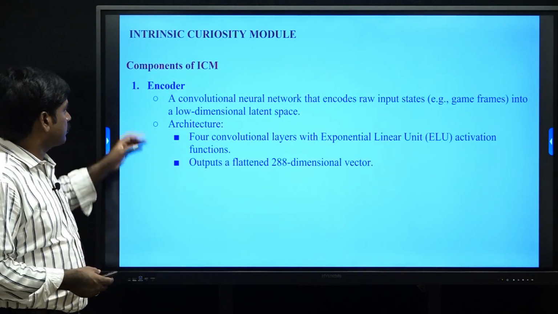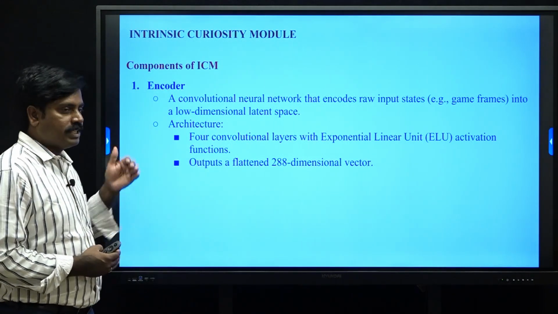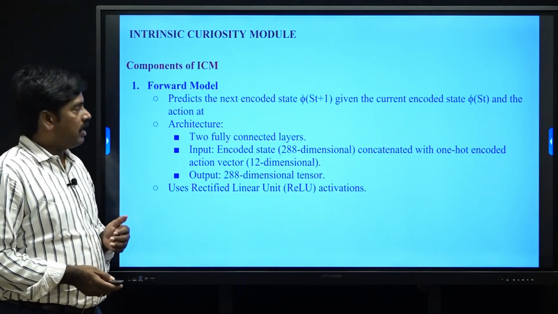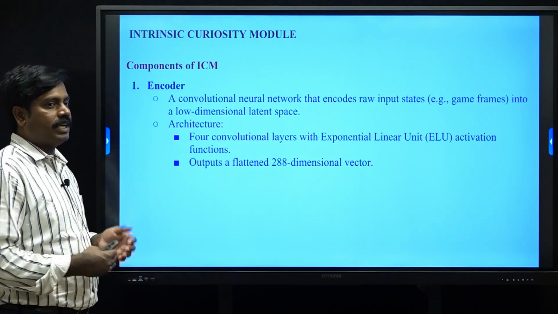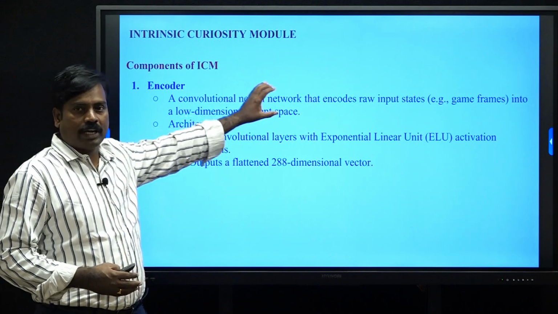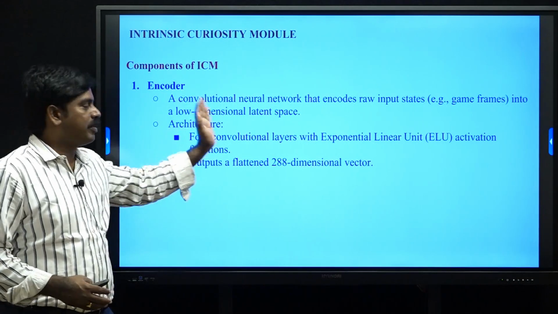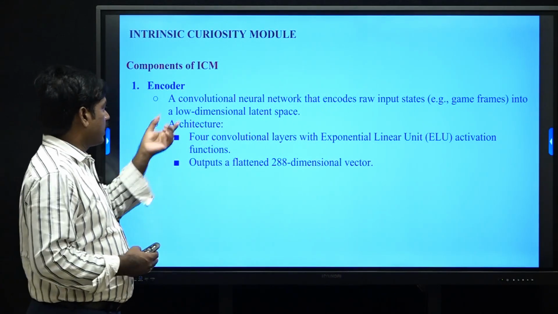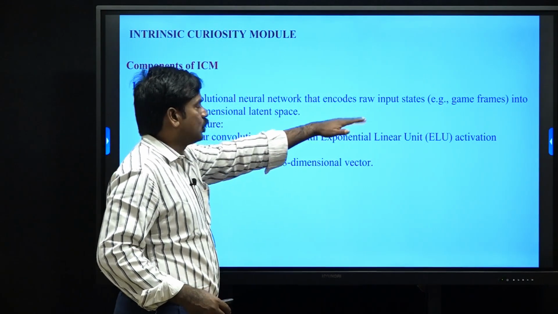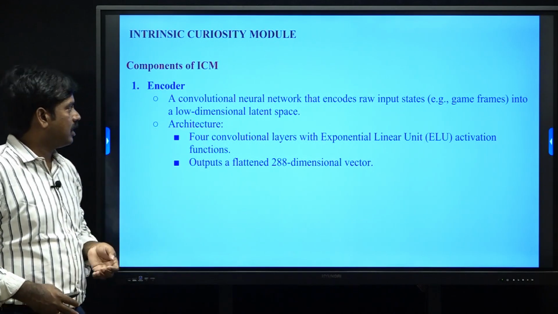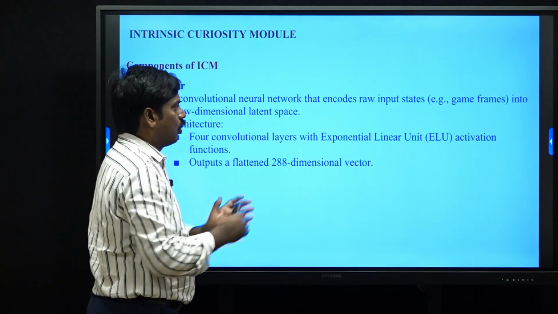The components of the intrinsic curiosity module are the encoder, the forward model and the inverse model. The encoder model encodes the states. It is a convolutional neural network that encodes the raw input states into a low dimensional latent space. That is the encoder operation. It converts from high dimensional into low dimensional.